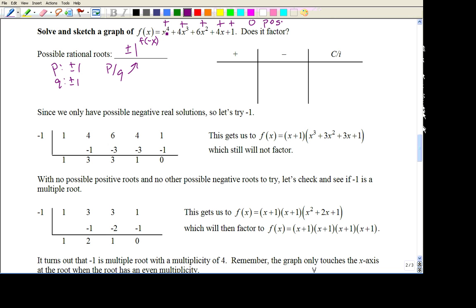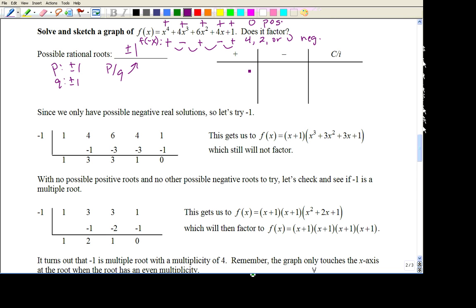Then we look at what happens when we plug in a negative x. Negative x to the 4th is still positive, and negative x cubed becomes negative. This will become positive. 4 times the negative x is negative, and then we have positive. So there are 1, 2, 3, 4 sign changes. That means we have either 4, 2, or no negative real roots.